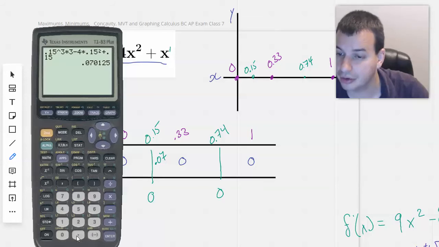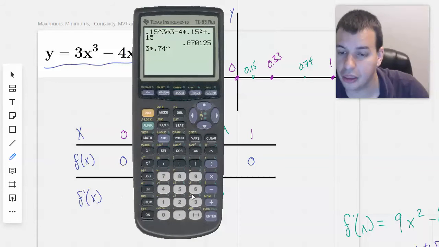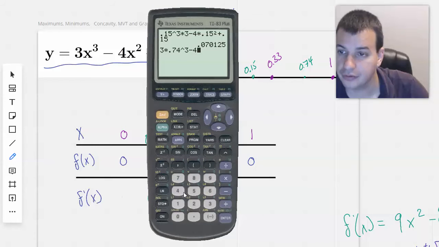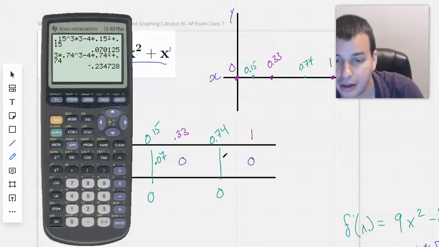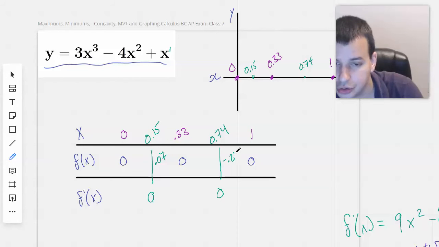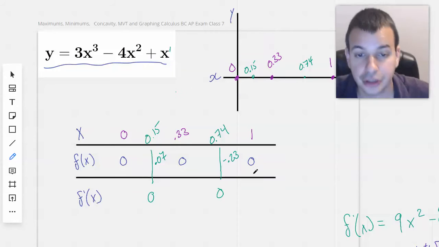And we'll do the same thing but with 0.74. So 0.74 to the third minus 4 times 0.74 squared plus 0.74. Reasonable, and it's even the same length. We have minus 0.23. Check real quick just to make sure I didn't mess it up. Yep, good enough.